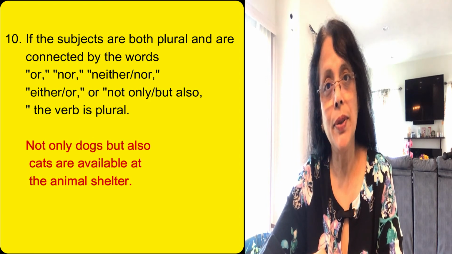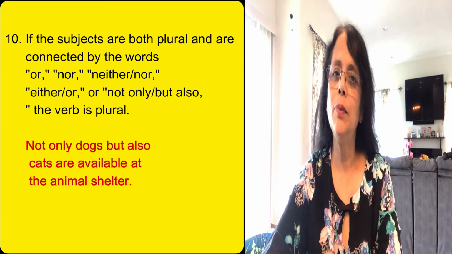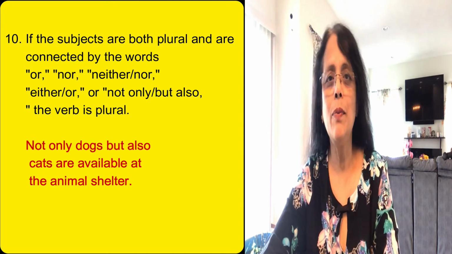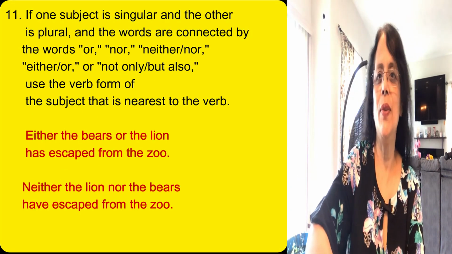Why are we using plural verb? Because the subjects are plural. Both the subjects, they are plural. Hence, we are using the plural verb. Now, the next rule, 11th one.